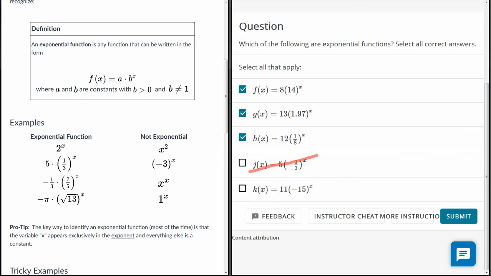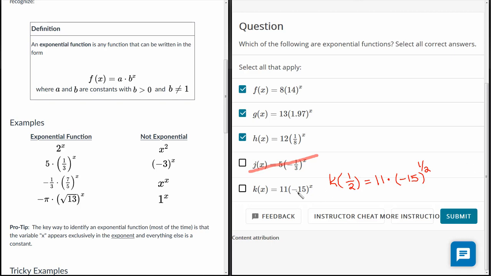Let's look at this function right down here at the bottom. Let's imagine what happens if we put a fraction into that function. So suppose I ask, what is k of 1/2? Well, I'm going to get 11 multiplied by negative 15 to the 1/2. And sorry, before I go any further, let me make it clear what I'm doing here.